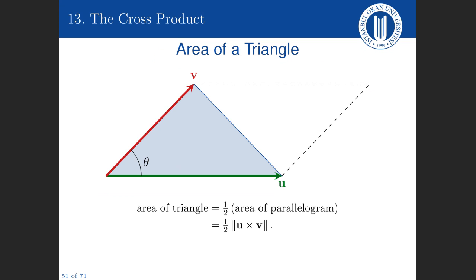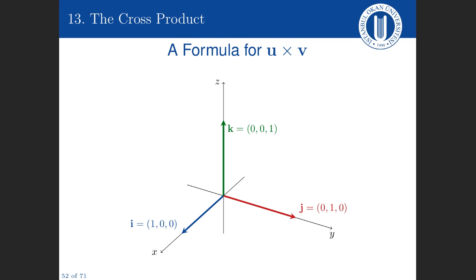Or we could do the area of a triangle. And this is straightforward. You can see from the picture that the area of this blue triangle is a half of the area of the parallelogram that we just spoke about. So the formula for the area of a triangle is a half the norm of u cross v. We'll do some examples of triangles later. But first, we need a formula for u cross v.